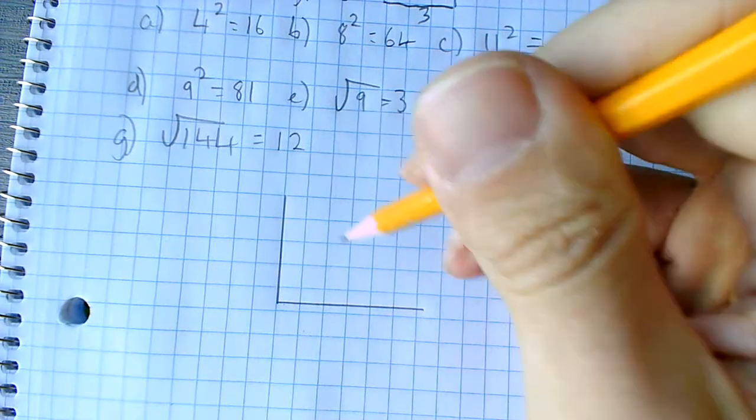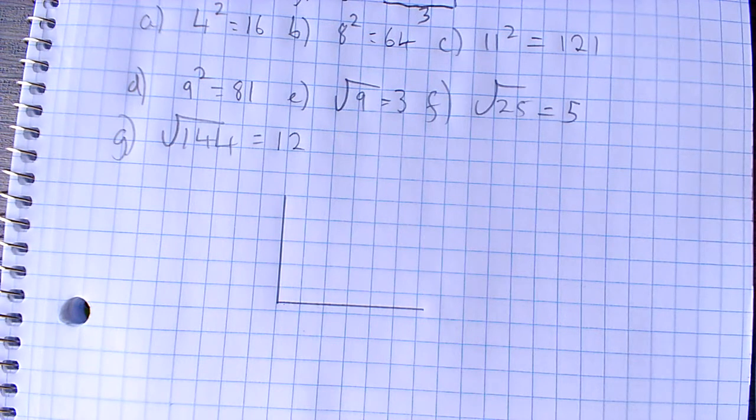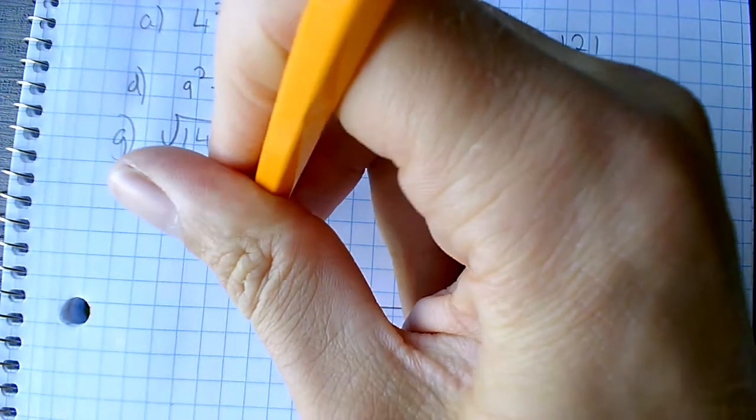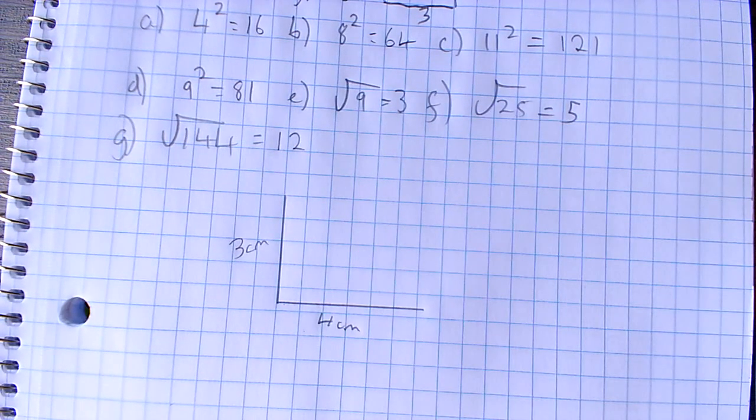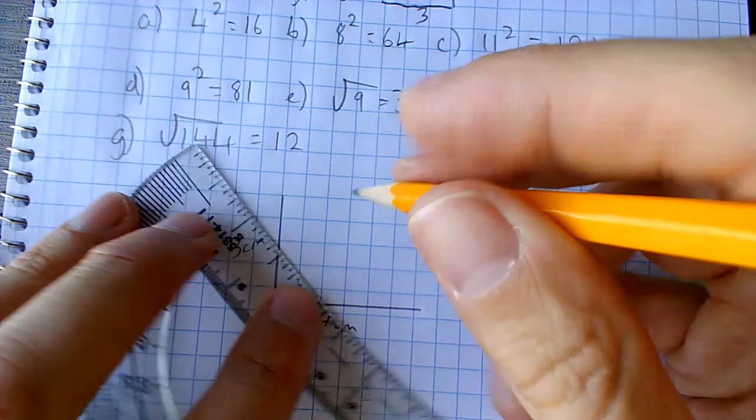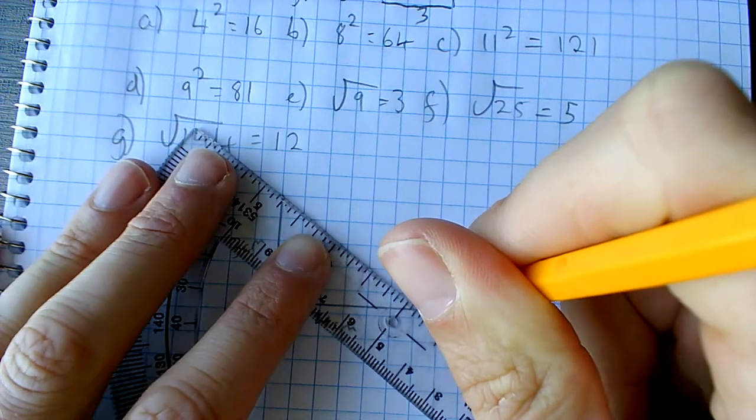Then I'll draw in a line here to finish off the triangle. What Pythagoras' theorem is going to be able to do is tell us the length of that line without us even measuring it. I'm going to tell you now that the length of that line is going to be 5 centimeters. I'll draw it and we'll measure it just to make sure, and hopefully you can do the same.